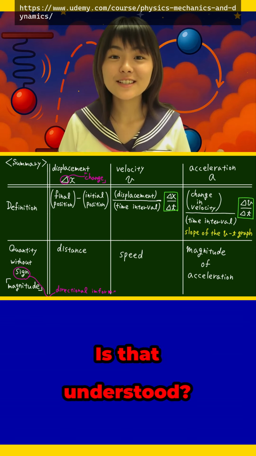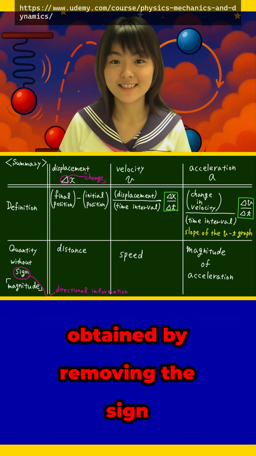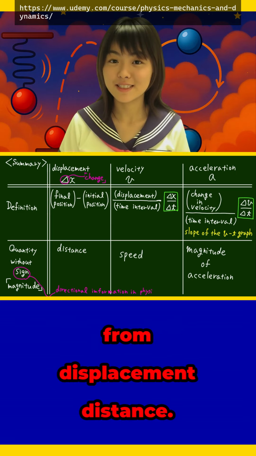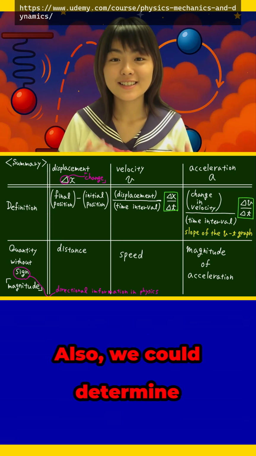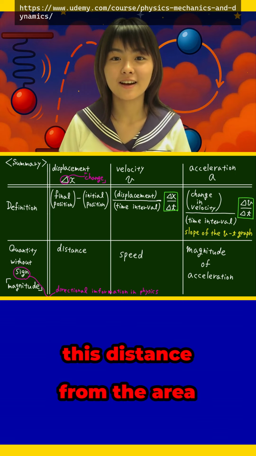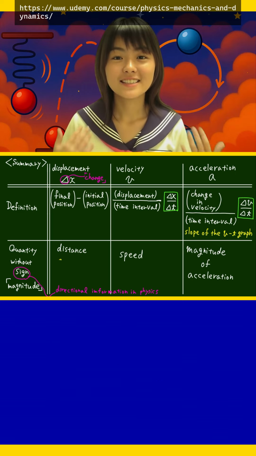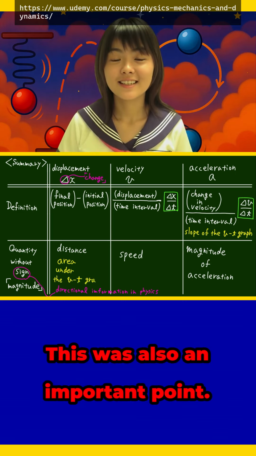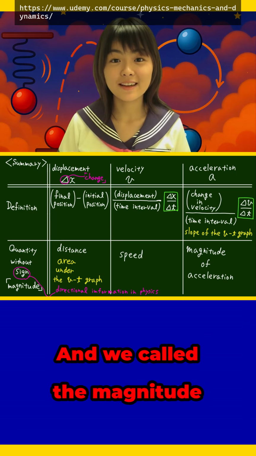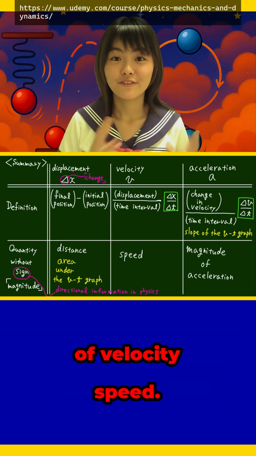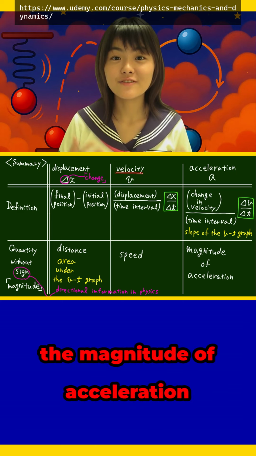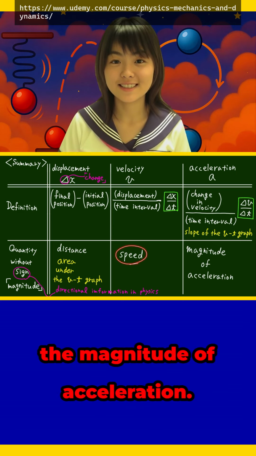Is that understood? Now we call the quantity obtained by removing the sign from displacement distance. Also, we could determine this distance from the area of a VT graph. This was also an important point. Is that clear? And we call the magnitude of velocity speed. Furthermore, we call the magnitude of acceleration the magnitude of acceleration.